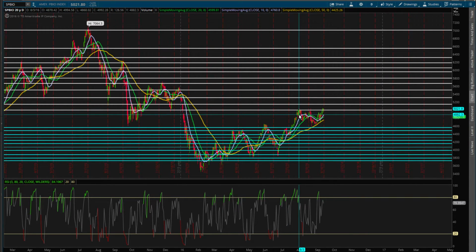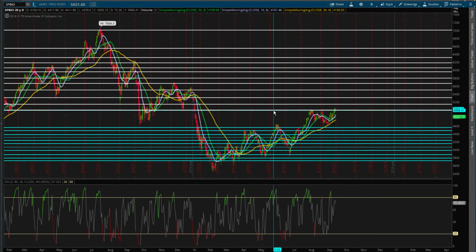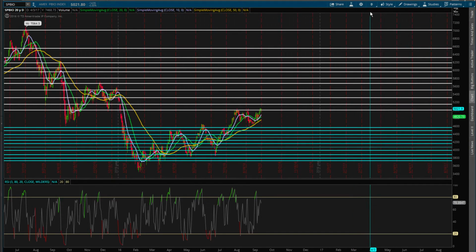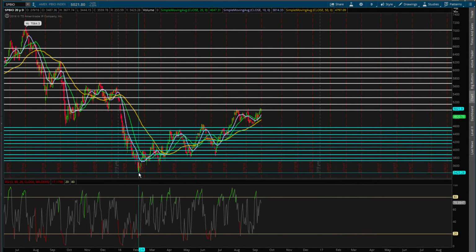So members of the Active Investors chat room get all these pivot points. I update this fairly often, and we can all use this to plan our plays. You can see SPBIO has been on a tear since right about February 9th. It's been going up very nicely. Let's zoom in there.